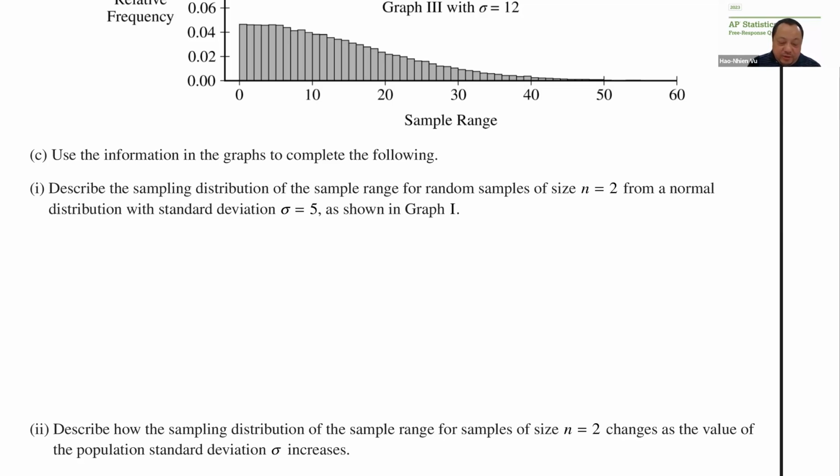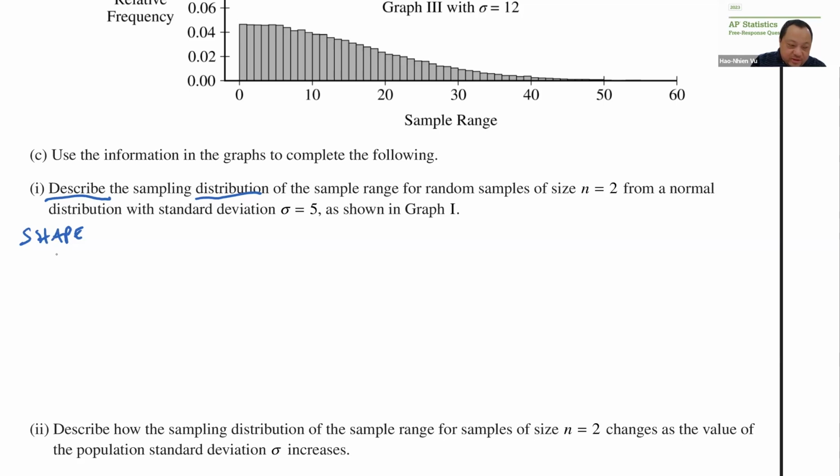Part C, use the information in the graphs to complete the following. So part I, describe the sampling distribution of the sample range for random sample size equal 2 from a normal distribution with standard deviation sigma equals 5 as shown in graph 1. That's a very fancy way of just asking for this. Describe the distribution. How do we describe the distribution?